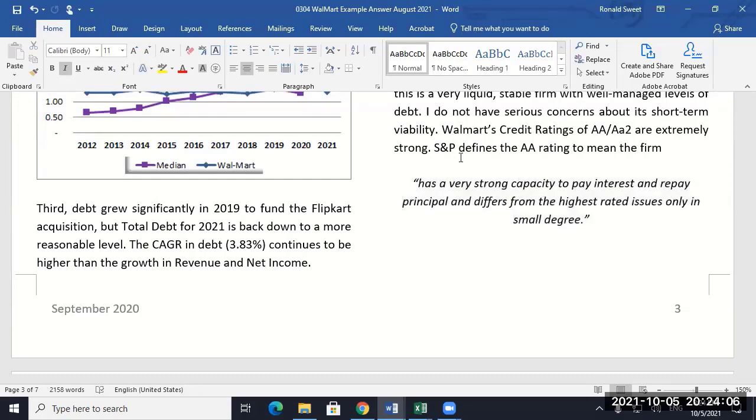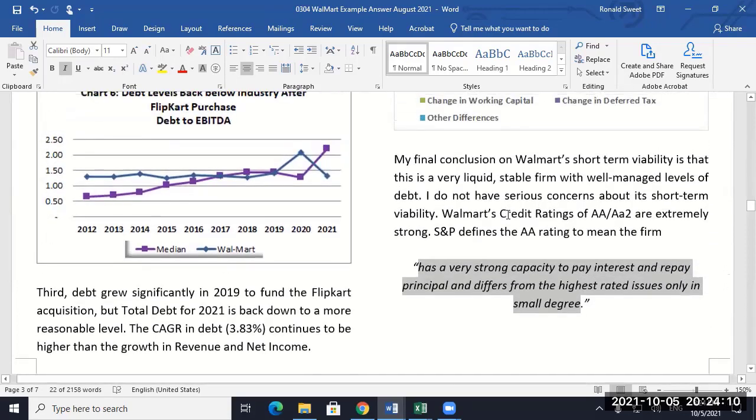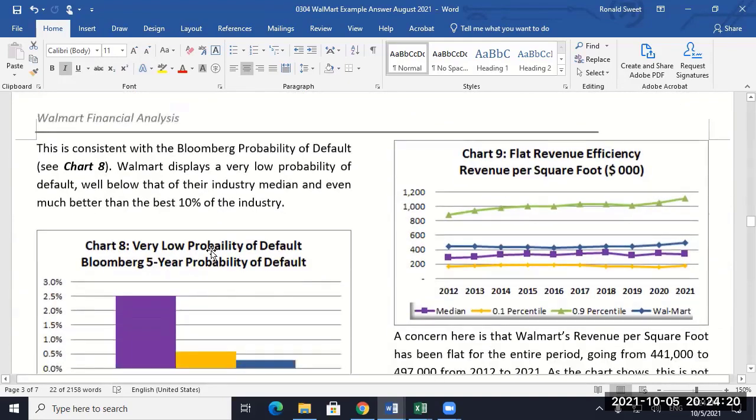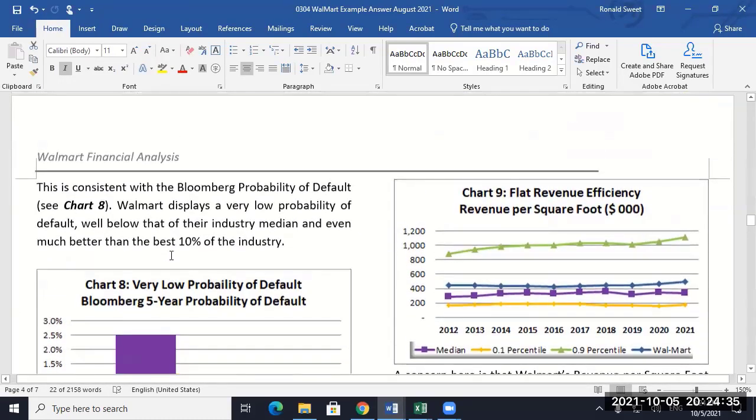But I'll get you those, and whatever your firm is rated, you put that there. If your firm doesn't have a rating, just mention this firm is not rated. However, Bloomberg does provide a proxy for that, and just talk about that. I did put the Bloomberg in there, and here I left a 0.10 in there just because I wanted to show Walmart had an even lower probability of default than the 0.1 percentile. This really should be the 10 percentile, but I typed that wrong every single time.